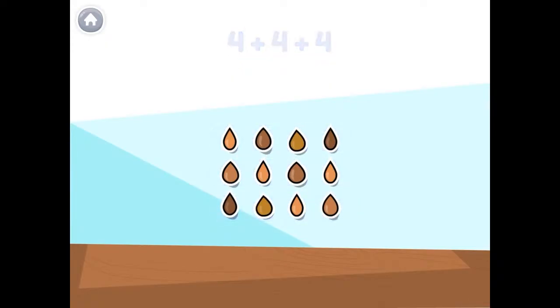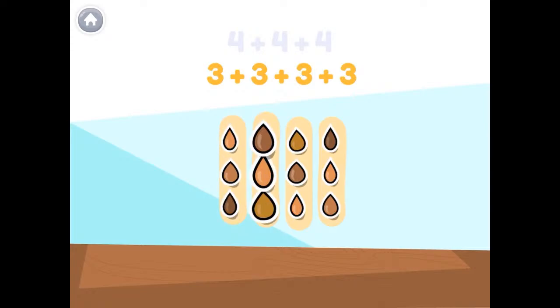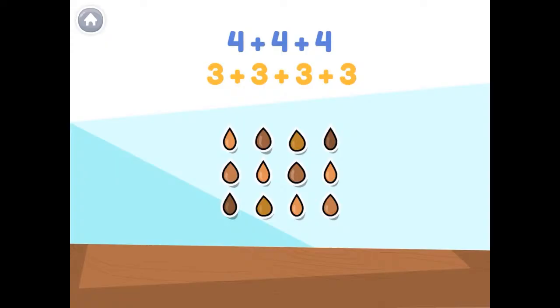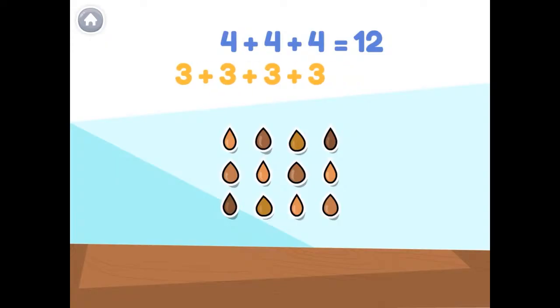Here's another way to do it. There are 4 columns with 3 seeds each. In this equation, each number represents a column. Each column has 3 seeds. So there are 1, 2, 3, 4 columns of 3 each. 3 plus 3 plus 3 plus 3. Both equations tell us how many seeds there are. 4 plus 4 plus 4 is 12. And 3 plus 3 plus 3 plus 3 is also 12.